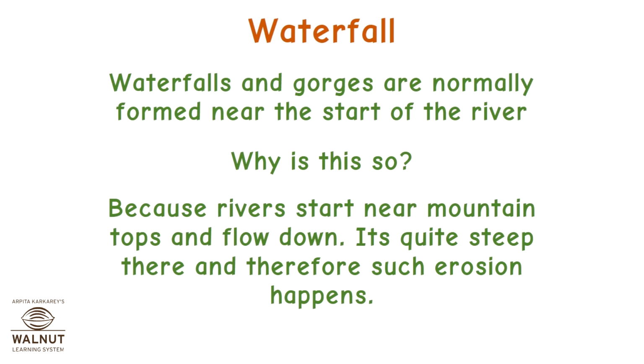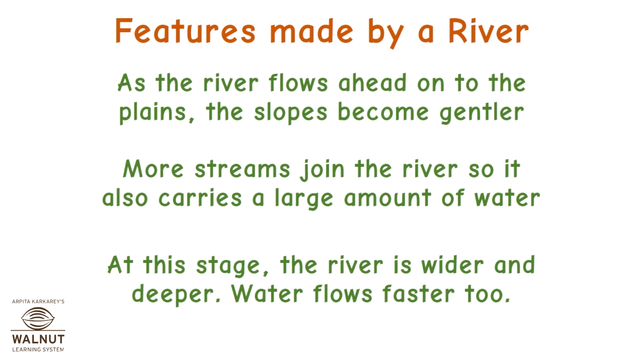Waterfalls and gorges are normally formed near the start of the river. Why is this so? Because rivers start near mountain tops and flow down. It's quite steep there and therefore such erosion happens. Features made by a river. As the river flows ahead onto the plains, the slopes become gentler.